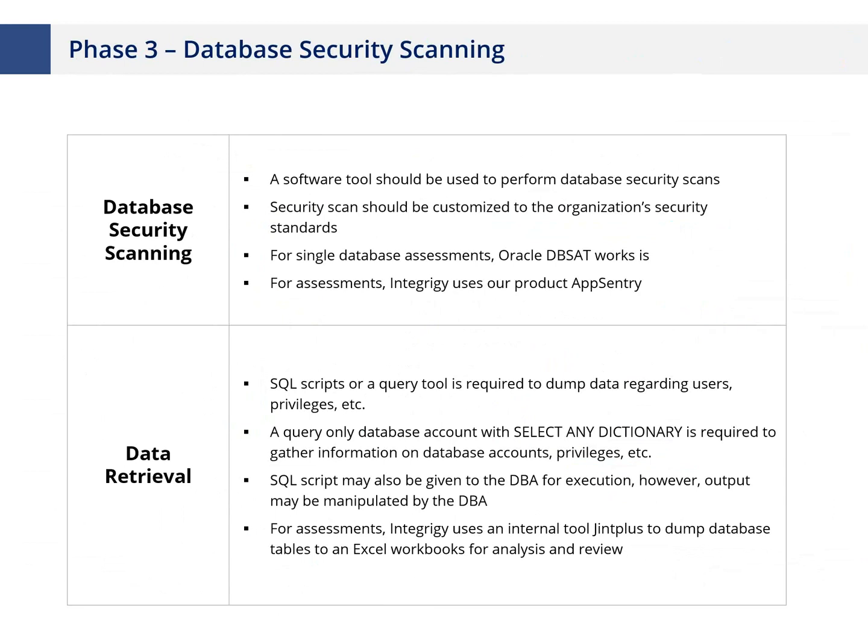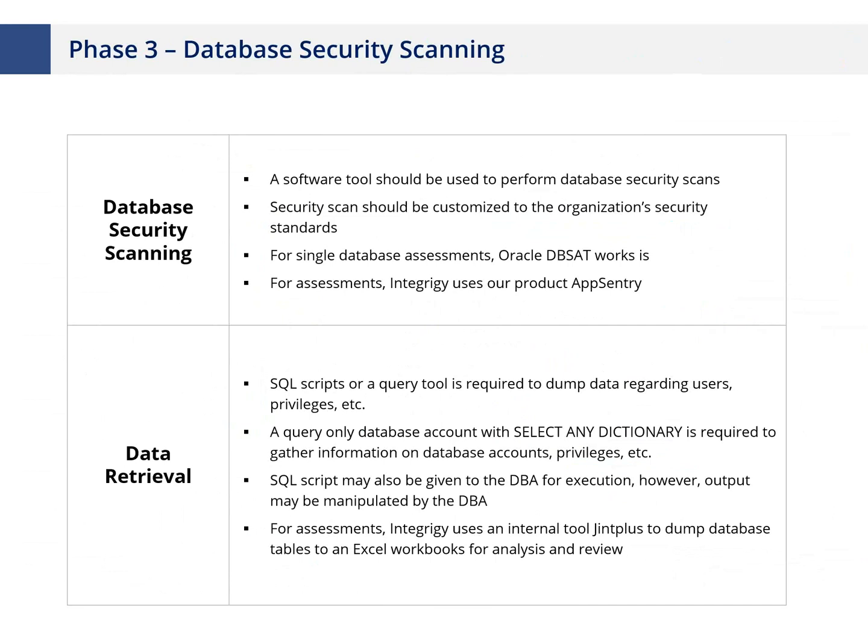And the database scanning has actually two parts typically. I'm using a database scanning tool that's checking for specific security vulnerabilities, checking for misconfigurations, things like that. There's a number of tools out there. If you want a free one, Oracle DBSAT is a free tool from Oracle you can use for Oracle databases. At Integrigy, we actually use our product AppSentry on our own assessments. We wrote AppSentry because we needed a tool, and we actually now sell that.